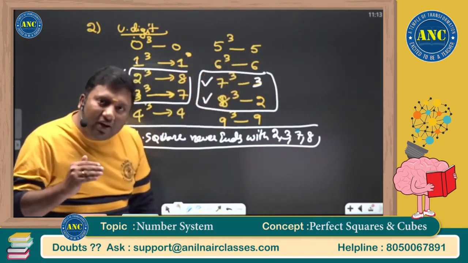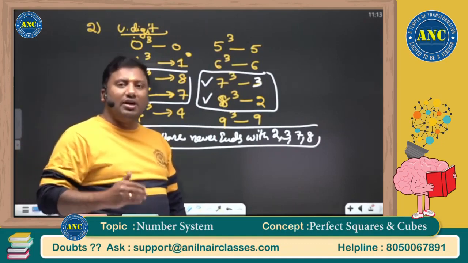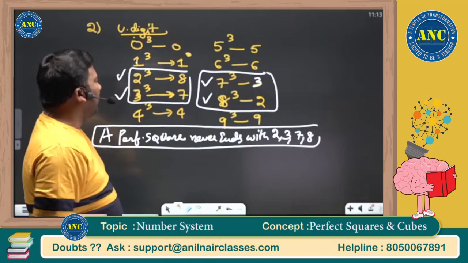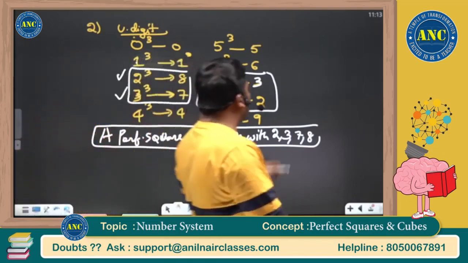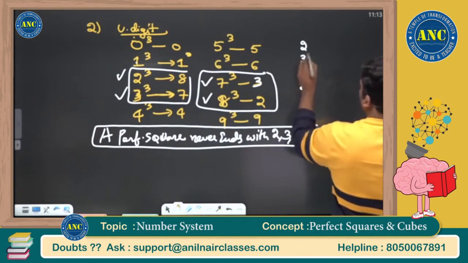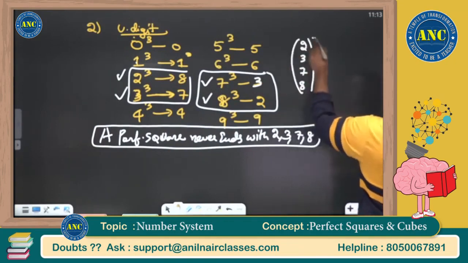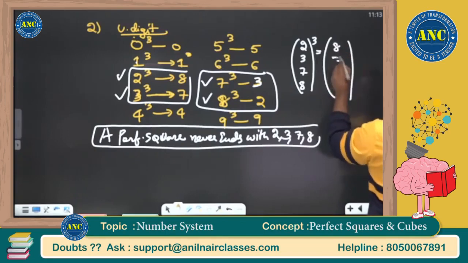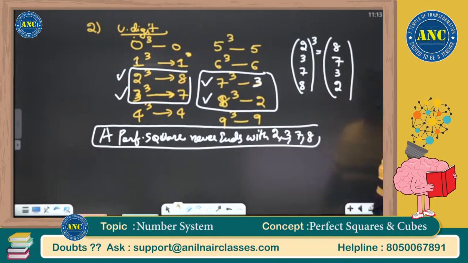A perfect square never ends with 2, 3, 7 or 8. Only 2, 3, 7 or 8, on cube I got a different number. What is that number that we got? On cube, what is that I got? 2 cube I got 8, 3 cube I got 7, 7 cube 3, 8 cube 512.